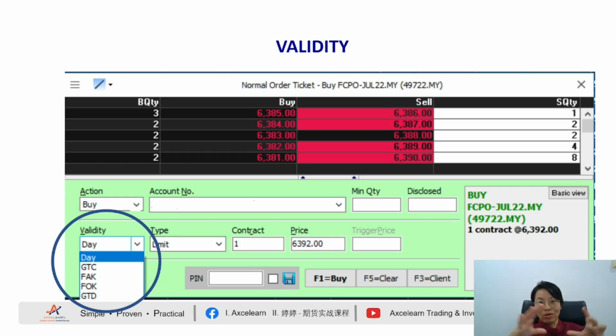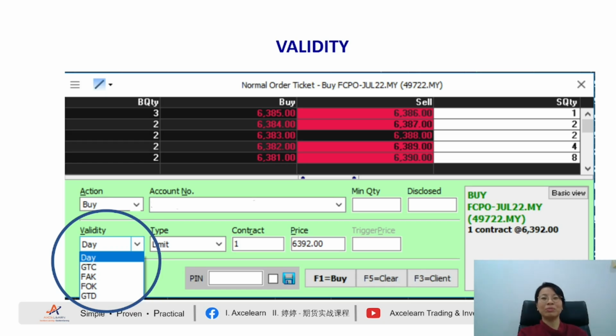Can you see that this is the order ticket? Normally, what you do is you change your action, whether it's a buy or sell. Then you change your order type, whether you're going to use a limit order, a market order, a stop order, etc. But another part which many traders are not aware of is that you actually have different types of validity. So after today's class, you can go and click in your trading platform, because when you click, it doesn't affect anything.